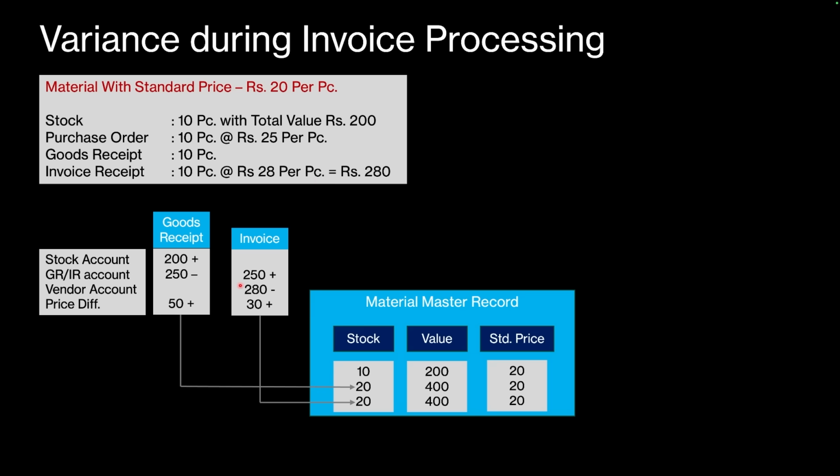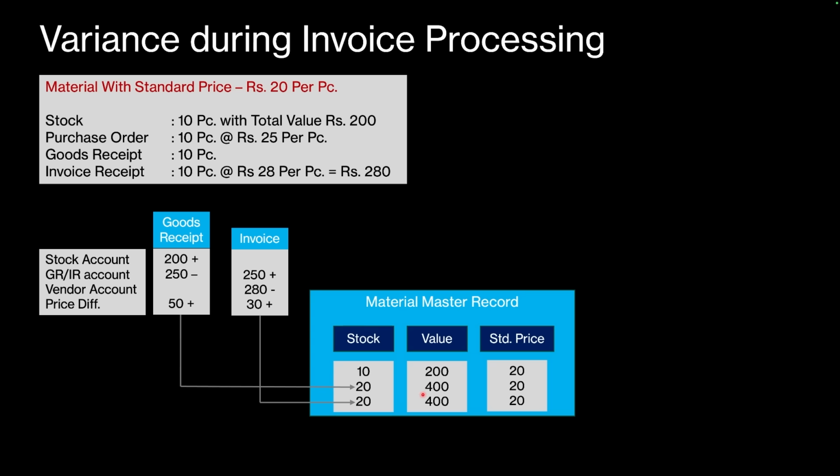So again, you have a difference between these two entries. So again, system will post this differential amount against price difference account. So in both these steps, system has to post in the price difference account because material is maintained at standard price, and system cannot post any differential amount to the stock account. So you can see here earlier you had 10 stock in inventory with total value of 200 rupees and standard price as 20 rupees. Once you did GR, then the total stock became 20 and total value became 400.